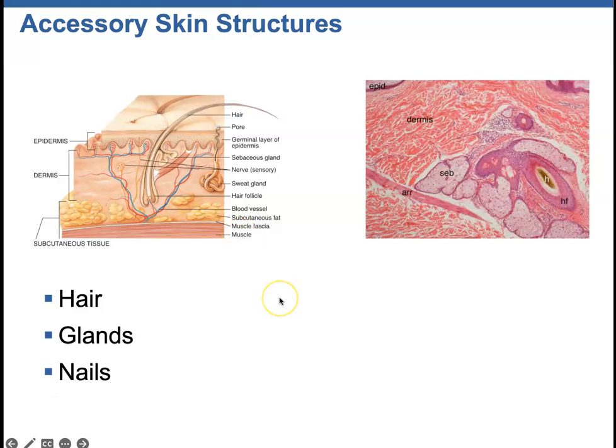And then the accessory skin structure is what you see here on the left. This is a diagram, and then this is an actual section, a longitudinal section of what you would see if we looked at the dermis under a slide. And so what you're looking at here, this right here is a hair follicle. This inside is going to be an actual hair.